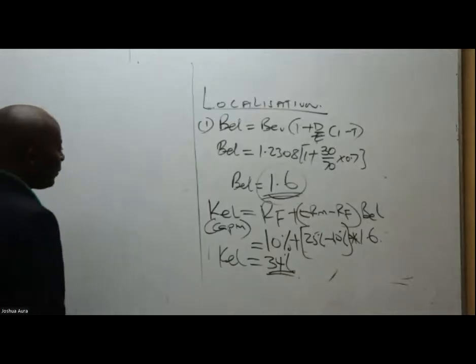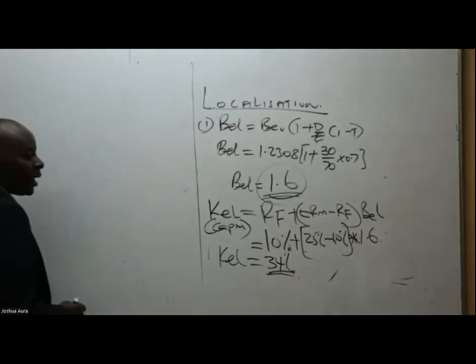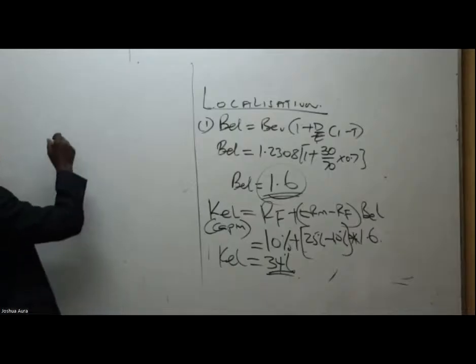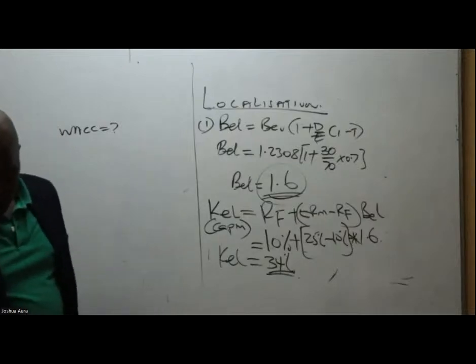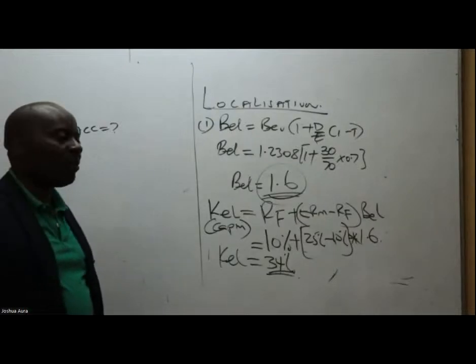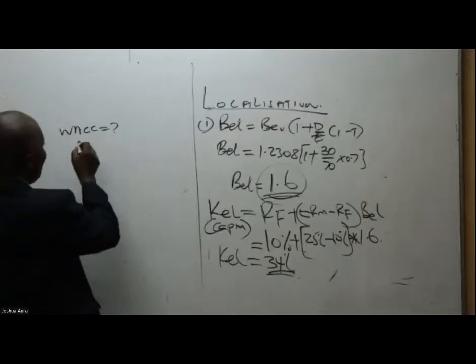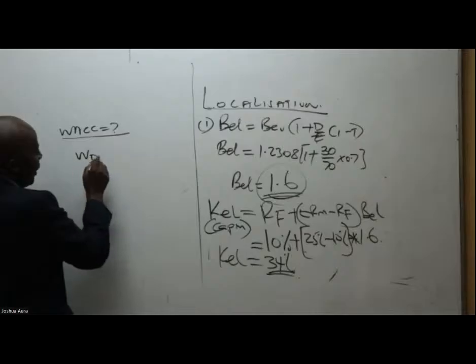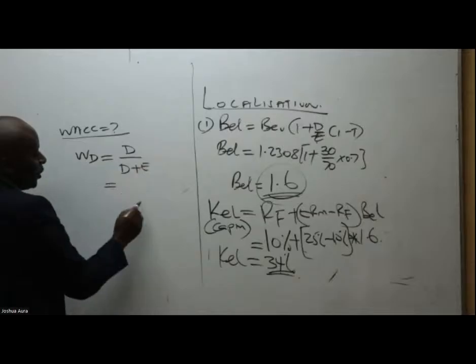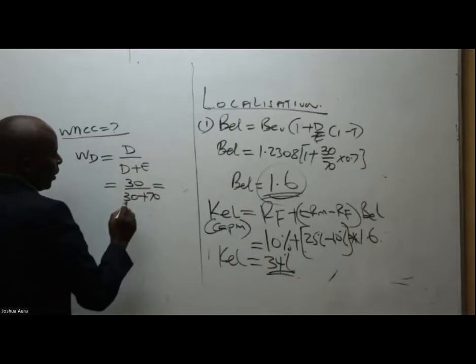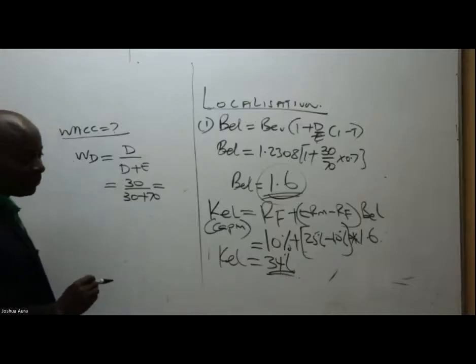Ladies and gentlemen, the moment I have that, I'll come here and calculate WACC, because if you read the question well, it was about determining the suitable discounting rate. It's WACC. To get WACC, it will be good to get the weight of debt first. Weight of debt is debt over debt plus equity. The debt is 30, over 30 plus equity, which is 70. So the weight of debt will be 0.3.